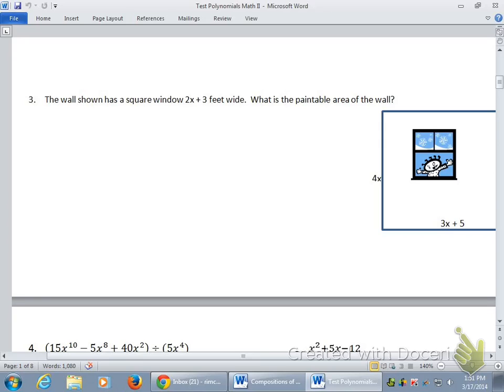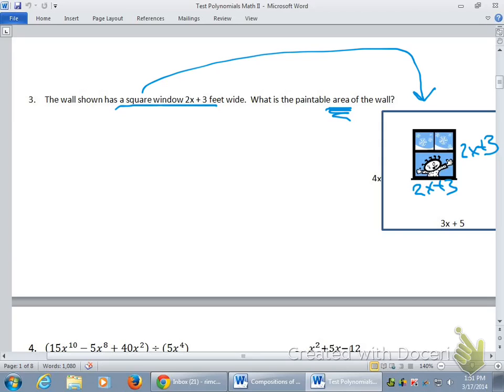We recognize what shape is that window? How do you know it's square? Because I told you. What do you know about squares? All four sides are the same. So even though it wasn't labeled, you know this is 2x plus 3, and this is also 2x plus 3. Now, I'm asking you for the paintable area of the wall. So what kind of problem is this? Is this a perimeter problem? No, it's area. I said it right there in the problem, right?